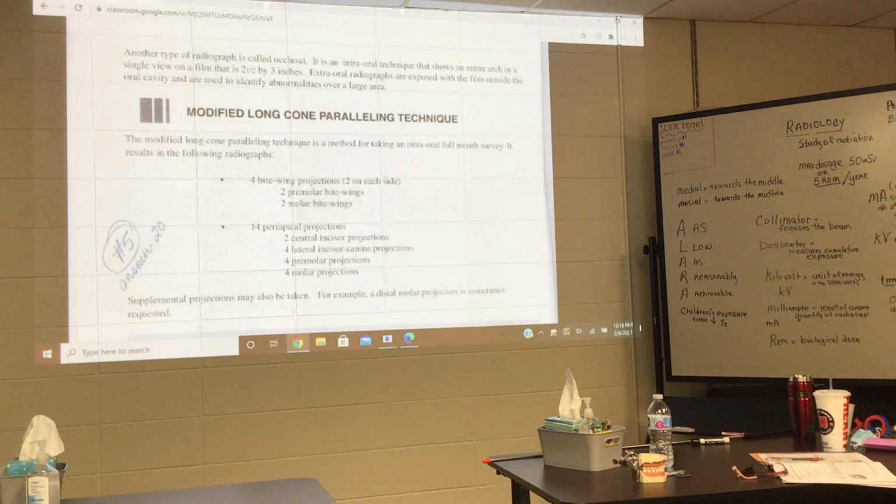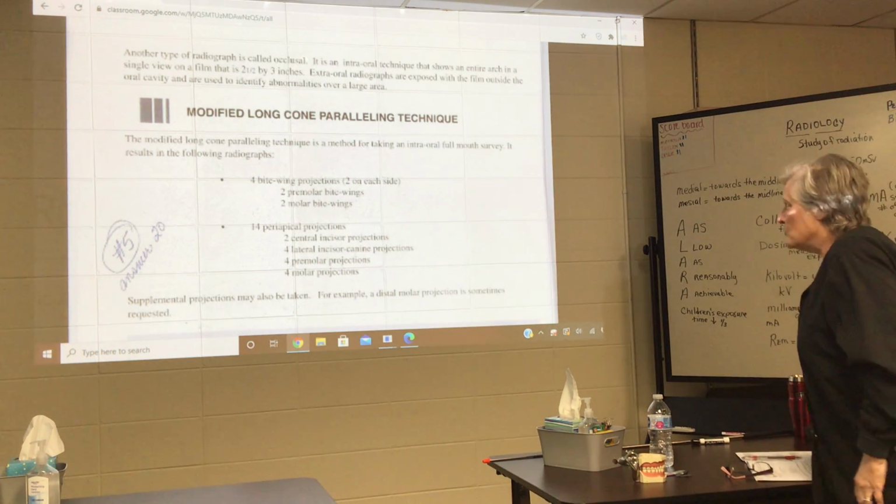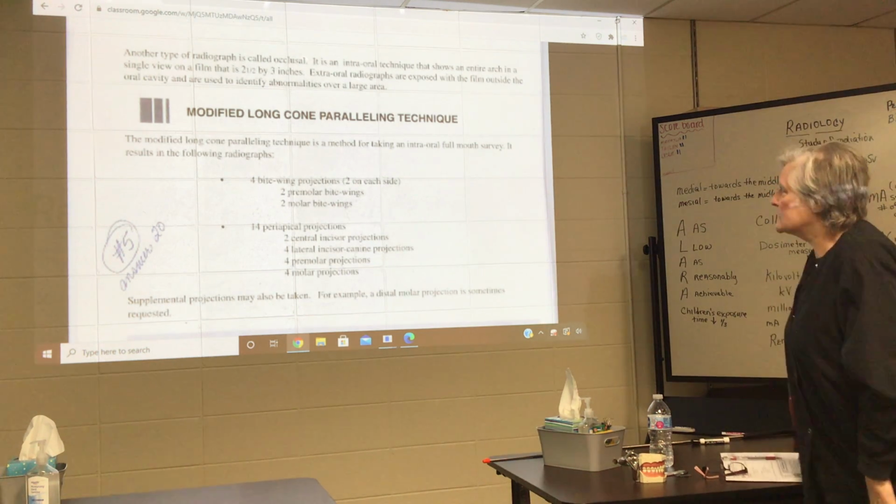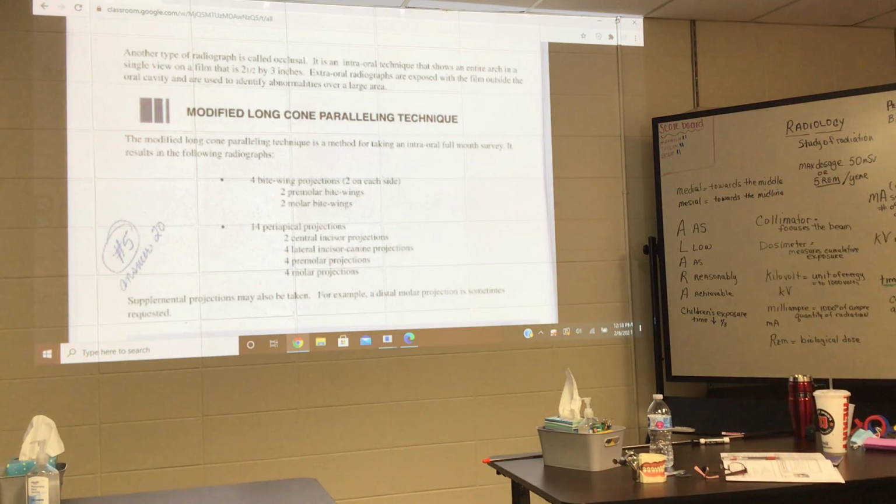When we actually start taking x-rays to do a full mouth series, we utilize 18 x-rays. We don't change to a size 1 film receptor, image receptor. 20? Yes. So the answer for the test, question number 5, is 20.